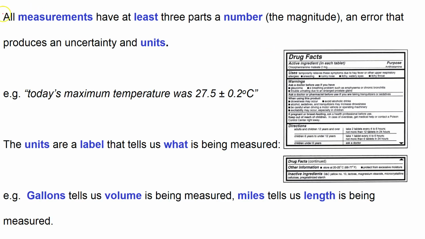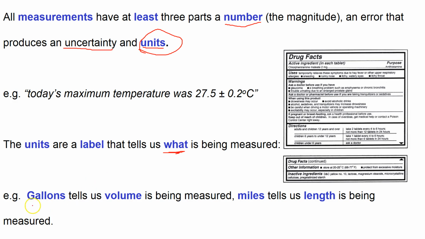So every measurement, as we mentioned before in Chapter 2, has at least three parts. It has a number that's sometimes called the magnitude. It tells you the size of what is being measured. It has some measure of the uncertainty, and if that is not mentioned explicitly using plus or minus notation, that is plus or minus 1 in the last significant figure. And then this is important for this particular chapter. It has units, and the units tell you what is being measured. So that's the importance of the units.